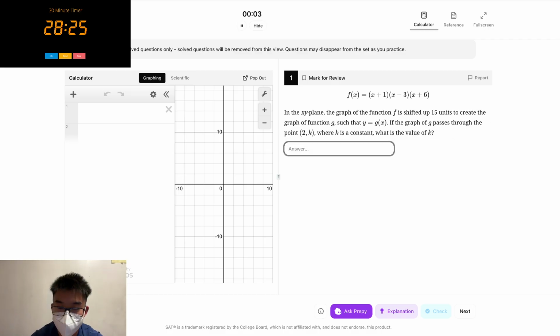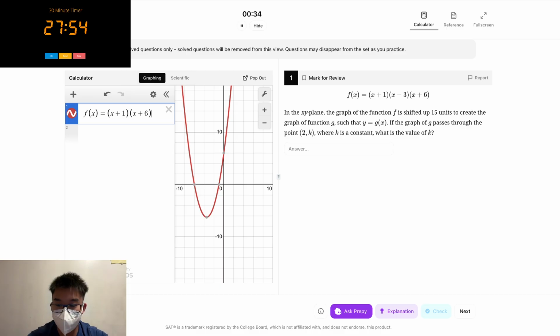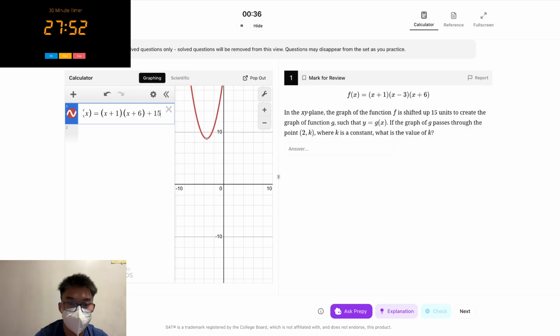Okay, this looks like a problem 6 or 7. In the x-y plane, the graph of f is shifted 15 units up to create a function g. Say that y is equal to g of x. If g passes through the point (2, k), where k is a constant, what's the value of k? So right now we have f of x, which is equal to (x plus 1)(x plus 6), and we're shifting it up by 15 units. Pretty simple. Shift up by 15.